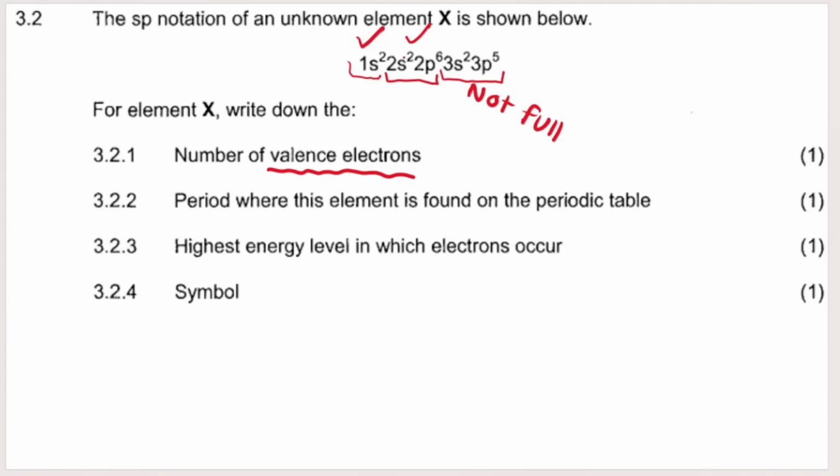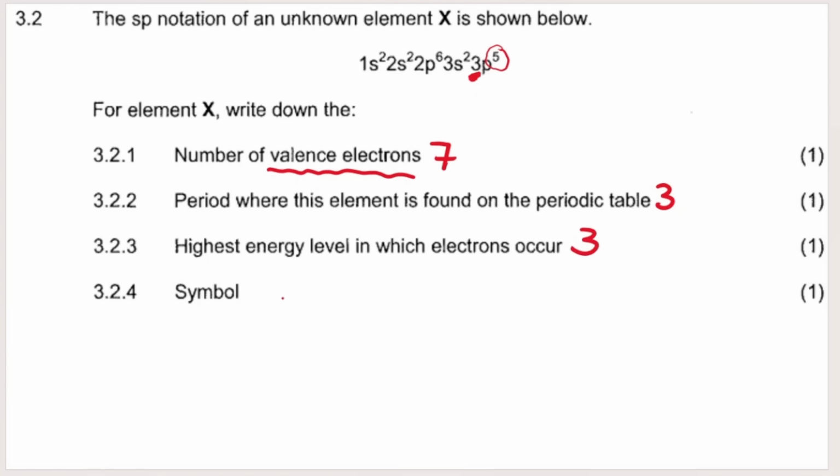Energy level 2 can hold a maximum of 8 electrons, 2 in the s orbital and 6 in the p orbital. Energy level 3 can also hold a maximum of 8, but it has 2 plus 5, so 7 electrons. Therefore the number of valence electrons is the number of electrons in the outer energy level, which is energy level 3, and that is 5 plus 2, which is 7. The period in which the element is found on the periodic table corresponds to the outer energy level. So therefore energy level 3. The highest energy level in which electrons occur, again, our last electrons are occurring in energy level 3.